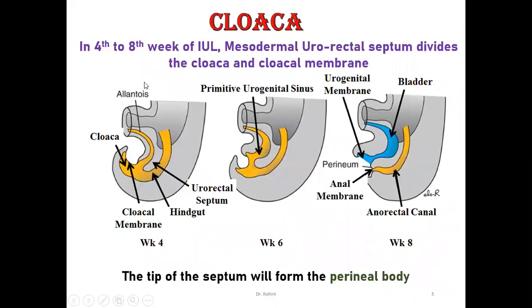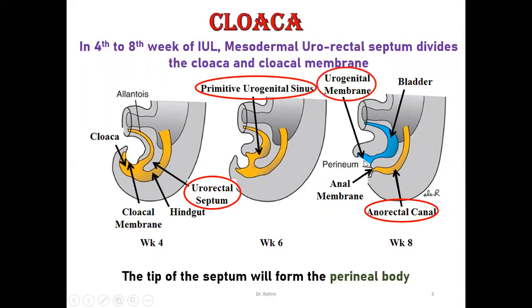So in the 4th to 8th week of intrauterine life, what happens here? A mesodermal tissue called the urorectal septum comes downwards towards the cloacal membrane, and it divides this post-allantoic part of the hindgut, the cloaca, into two parts, one ventrally and one dorsally. The ventral part is called the urogenital sinus. The dorsal part is called the anorectal canal or primitive rectum.